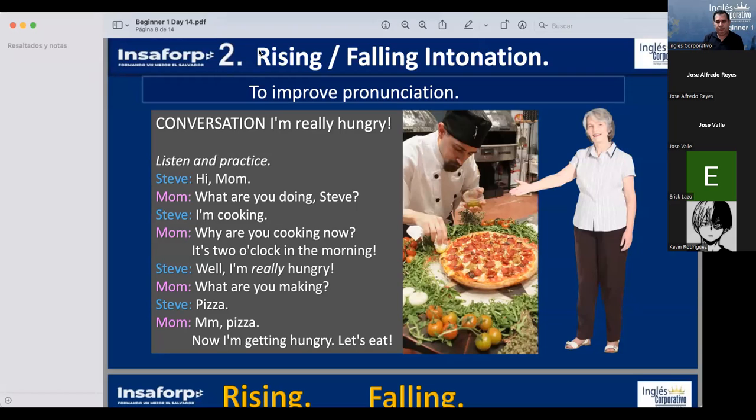Es de practicar la conversación, ¿verdad? Sí. Vaya, si crees, soy Steven. Vaya, yo soy mom.